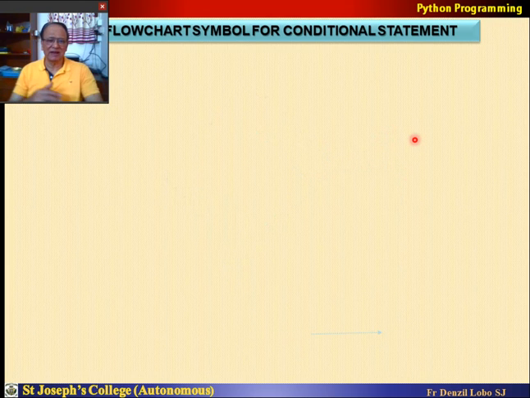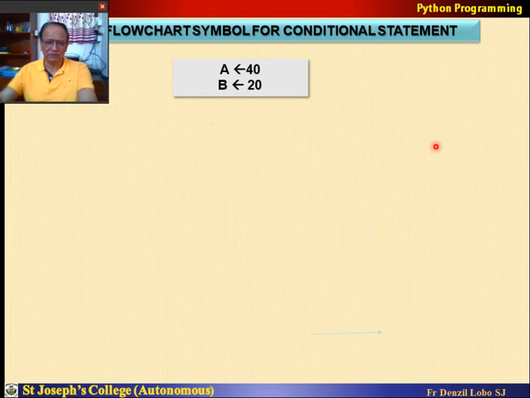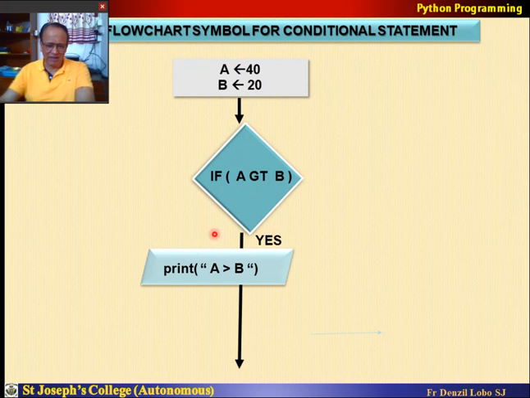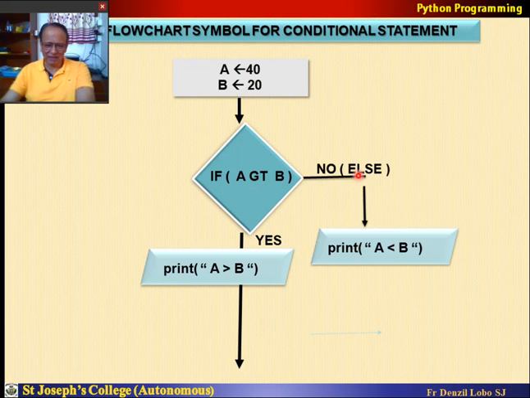So let us take some examples. For example, we'll take assign 40 to A and 20 to B. So I'm asking this question: if A is greater than B, now we are presuming that the numbers are not equal. Naturally here A is greater than B. What I say? Yes. I say print A is greater than B. Suppose it was not. Suppose A was 10 and B was 20. Then it would not be true. Then it will say no. So else, otherwise, print A is less than B.